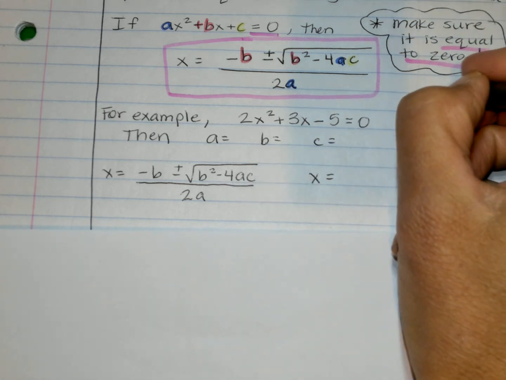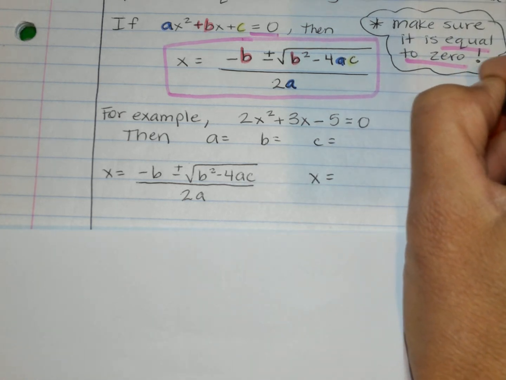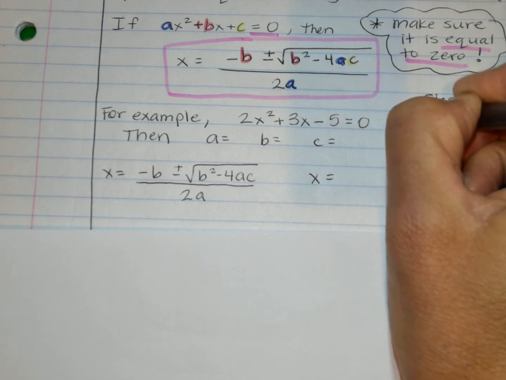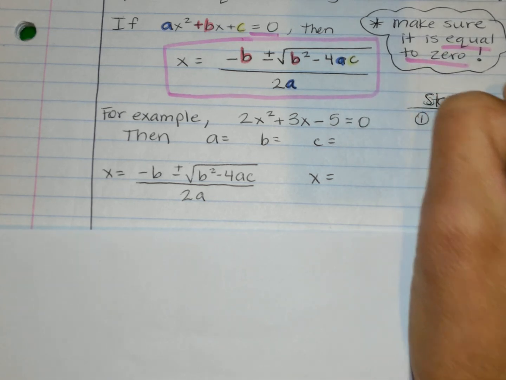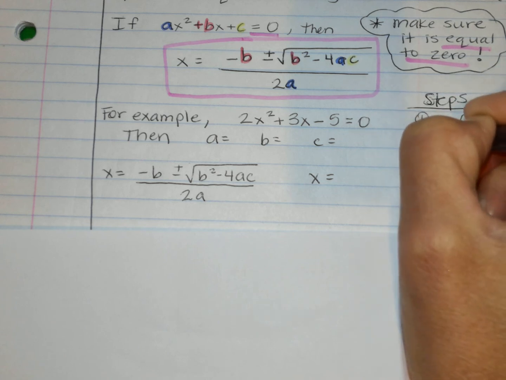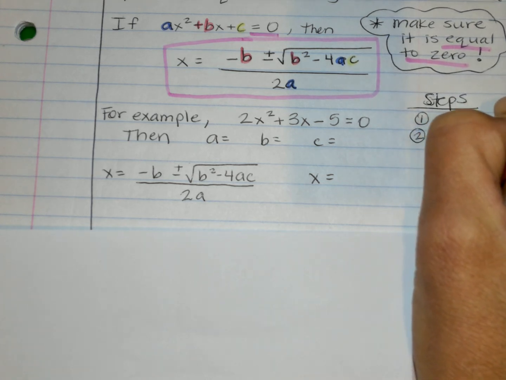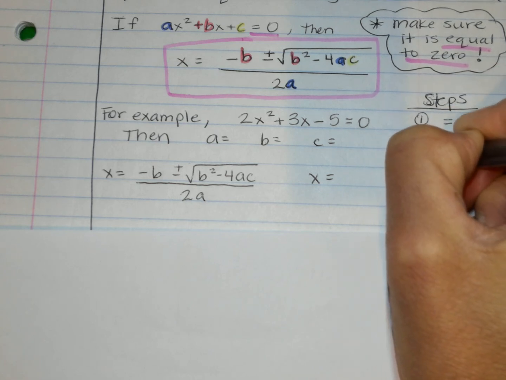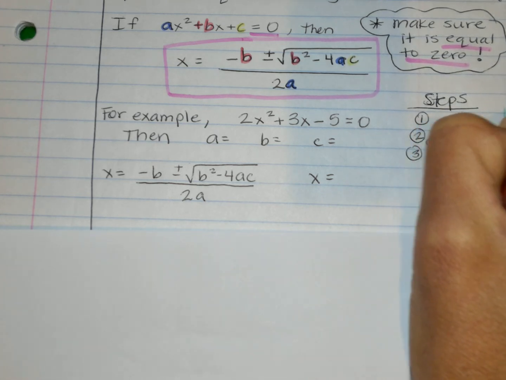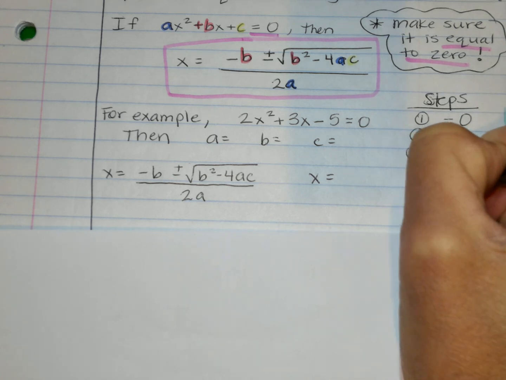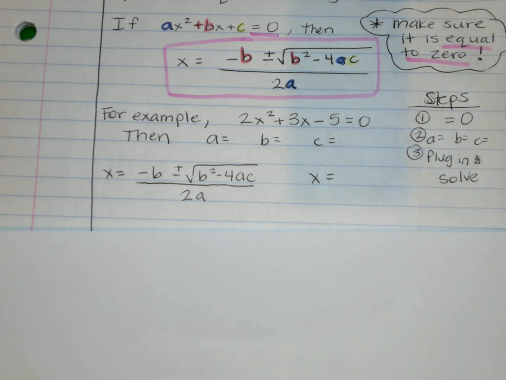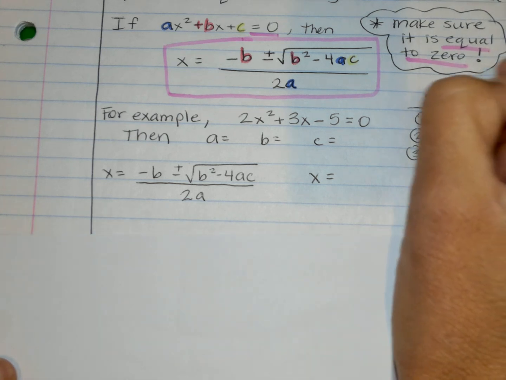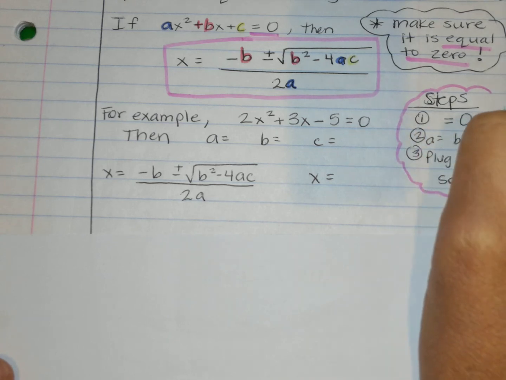I'm going to write just a couple steps to make sure you know what to do. Step 1, make sure it equals 0. Step 2, what does A equal? B equal? What does C equal? Step 3, plug into the equation and solve. It is useful to have steps. That way you can follow them no matter what your equation looks like. So here's just some short steps.